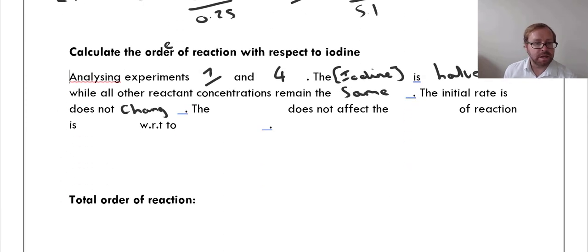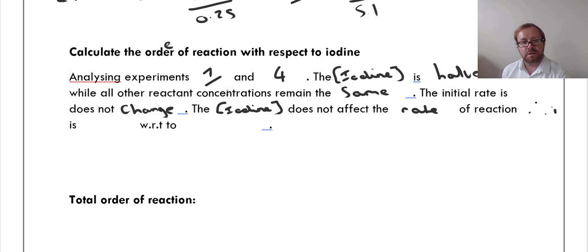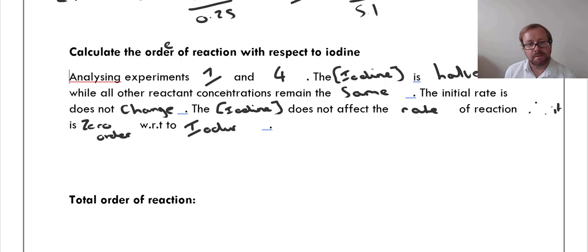Right, so what does that mean? Well, that means that the concentration of iodine does not affect the rate of reaction. Therefore, it is 0 order with respect to iodine. So whatever I've done to the iodine concentration, it hasn't affected the initial rate, which therefore means it is 0 order.